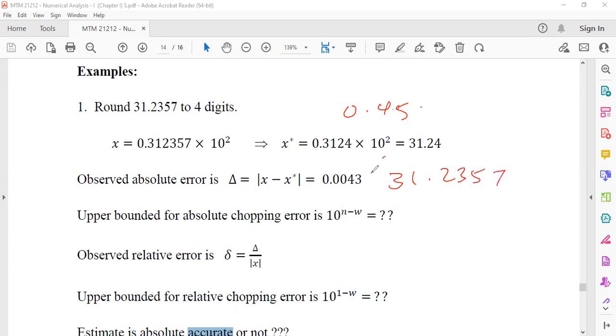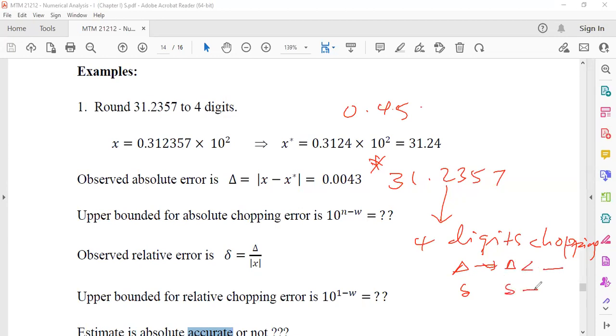312357 is our question. Okay, for this question, take the 4 digits chopping error and then find the delta, find the relative error and the upper bound. Delta less than what is this small delta? See whether it is accurate or not. Similarly, again take this one, this one is a chopping.